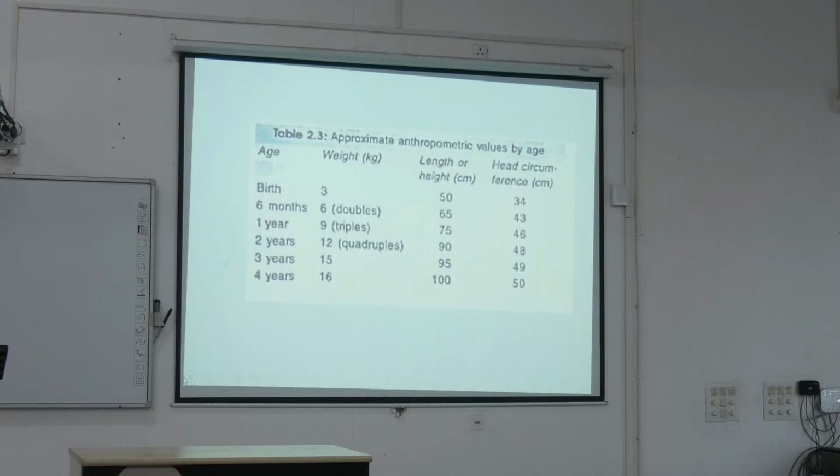This is a very good chart. It is present in the Ghai textbook, where weight, length and head circumference are all given. So you have to know, at birth, in general, the weight should be around 2.7 to 3 kgs. Length should be around 50 and head circumference is 34. This is a normal variant.